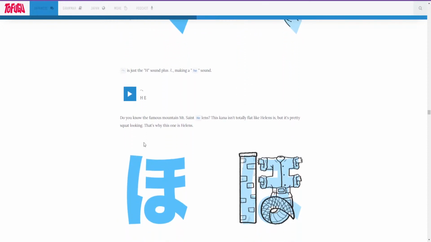Are you planning on teaching us kanji? Yes, I am, and that will be so much fun.